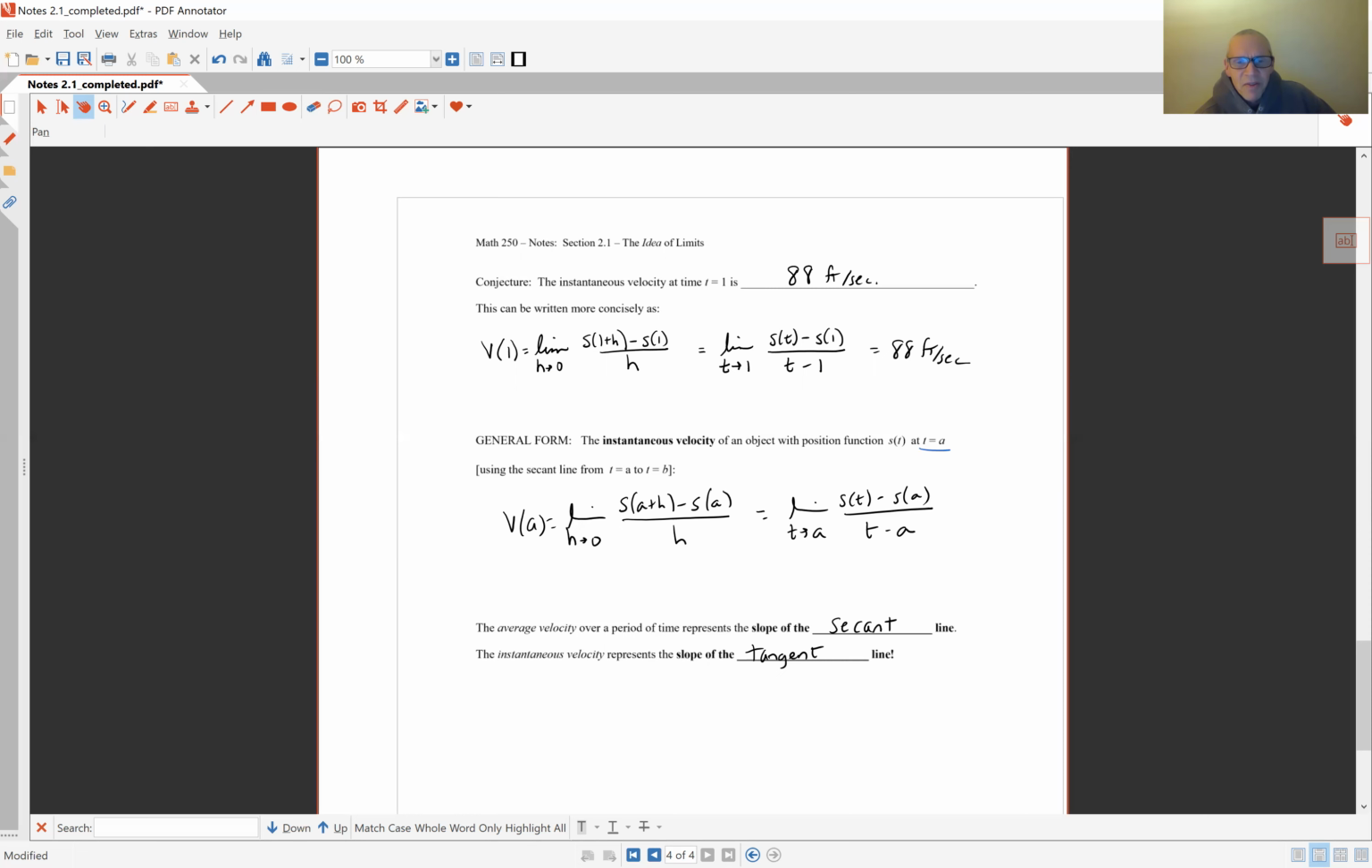The average velocity is the slope of the secant line at a point near t equal to 1. And if we look at times very close to t equal to a, we'll get the slope of what's called the tangent line. And remember, the tangent line is just the line that grazes the graph at a given time, like t equal to 1, at exactly 1 point.